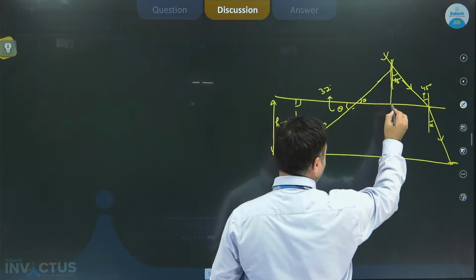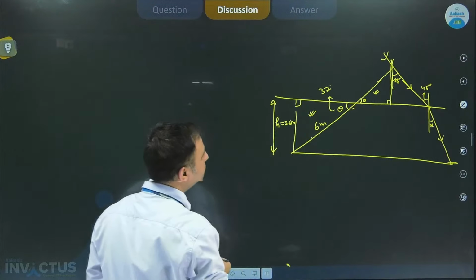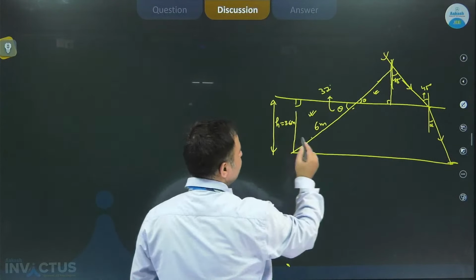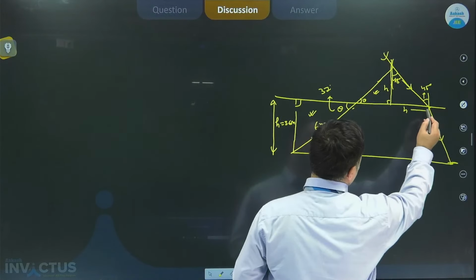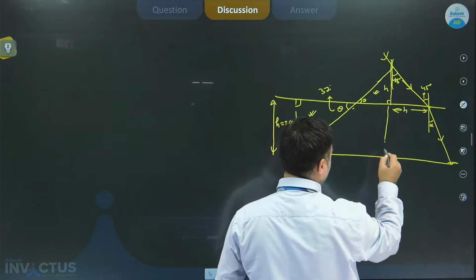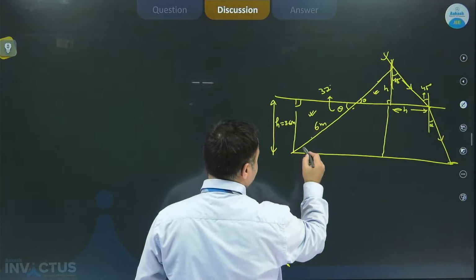That means these two triangles are congruent triangles. So if this height is h, this height will also be h. So for 45 degrees, this distance will also be h. Now we have to calculate the shadow length. This angle is theta, this angle will also be theta.